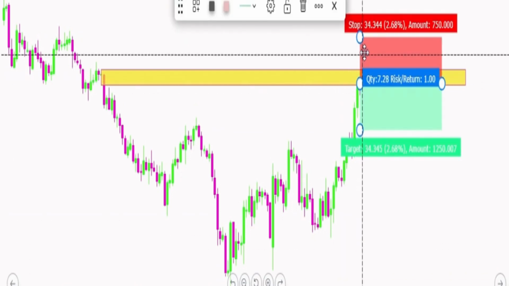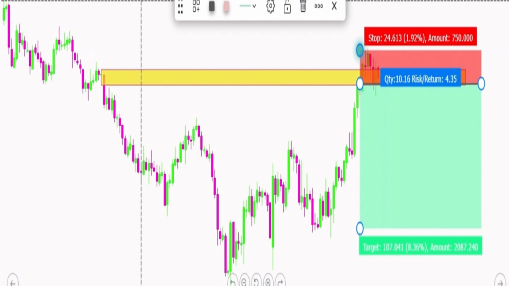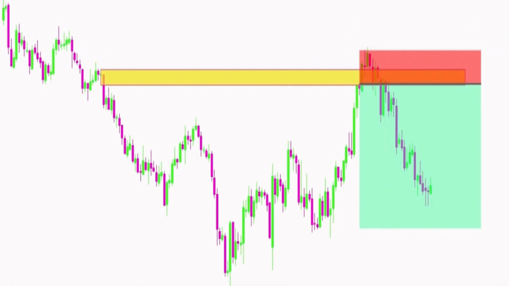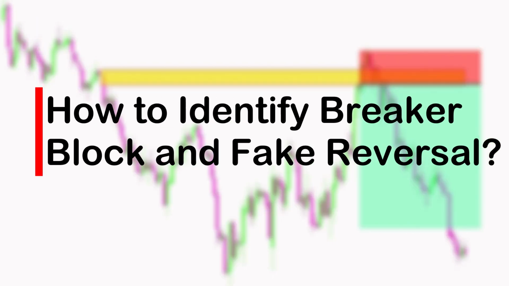So, as you can see here, the market hits the stop loss and then continues moving downwards. A lot of traders would also initiate their buy trade after seeing this green candle forming above the supply zone, as they think that the market has switched its character from bearish to bullish. So, how do we know if this is a fake reversal or a breaker block?